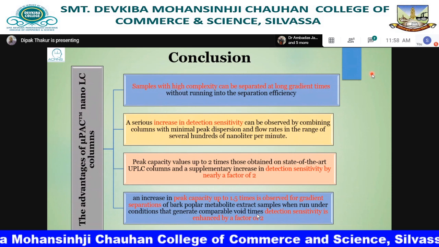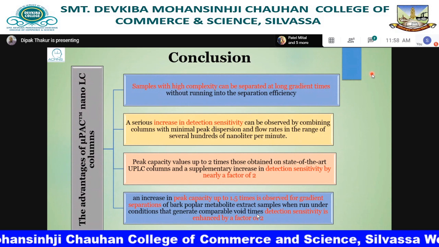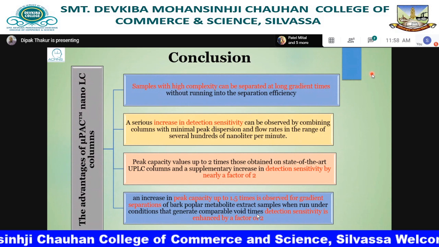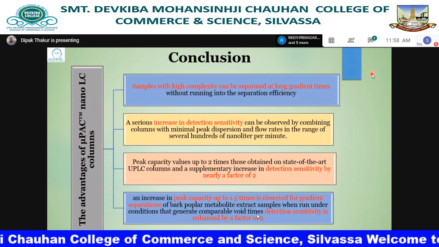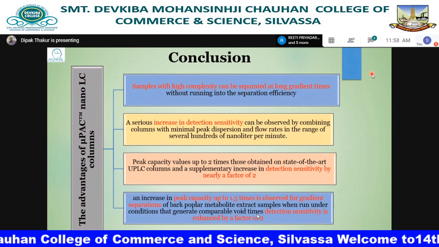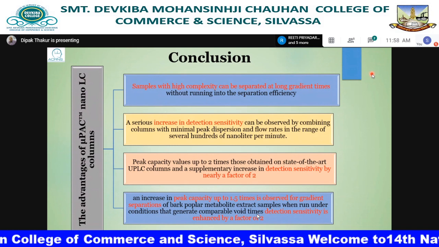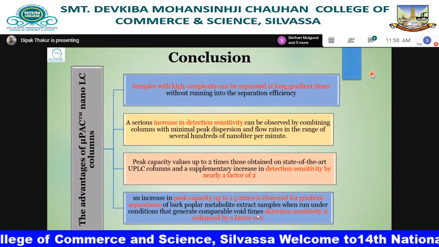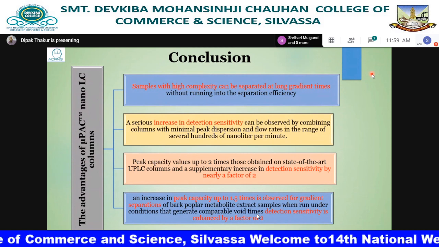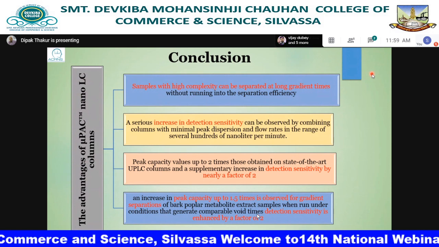A serious increase in detection sensitivity can be observed by combining columns with minimum peak dispersion and flow rate. So we saw that peak dispersion is the width. There is a minimum peak dispersion, and the flow rates are in the range of 200 to 300 nanoliters per minute. But it's a serious increase in detection sensitivity.